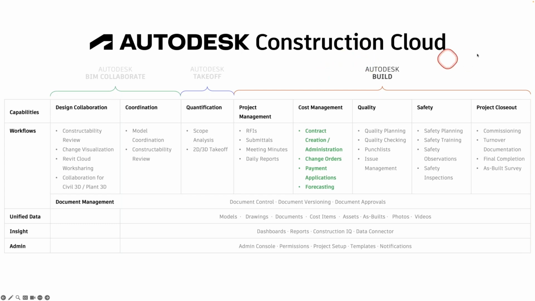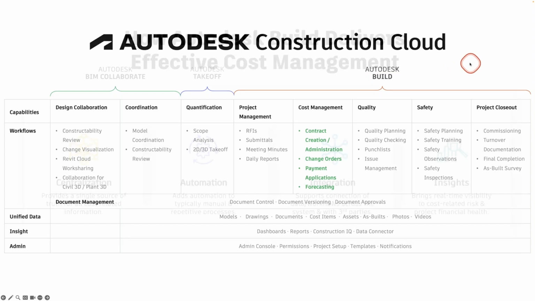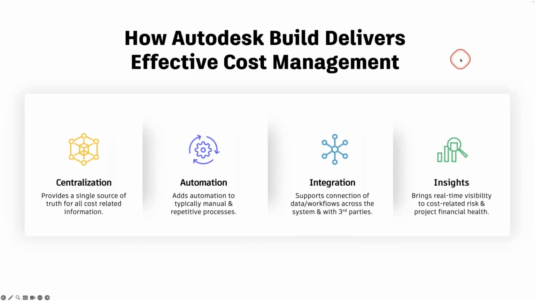And so if I go to my next slide, how does Autodesk Build deliver on this effective cost management? So 4 key points. Centralization: providing a single source of truth for all cost-related information. Automation: adds automation to processes that were typically manual or repetitive in the past. And then we have integration.